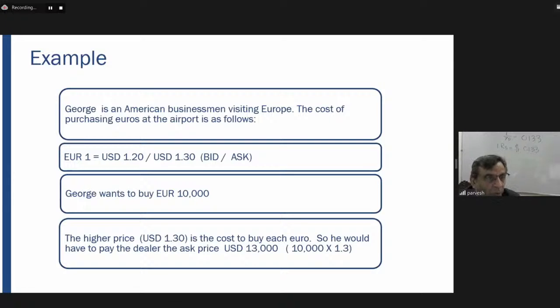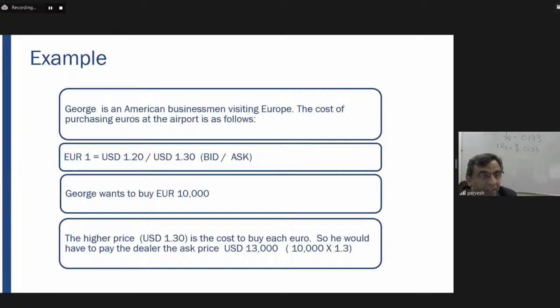So he will always look at the 1.3 quote, which is the ask quote. While you purchase the foreign currency, you always have to pay more. But when you come back and return your currency, you will find that you are getting less money. So the bid is always lower and the ask is always higher. So if you have to purchase, then you will find that you have to shell out more money.